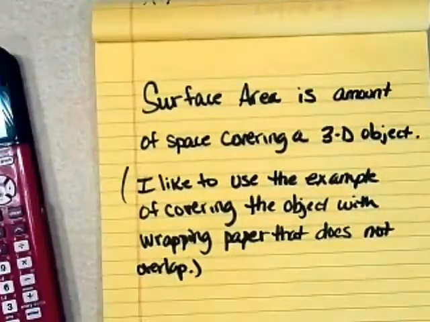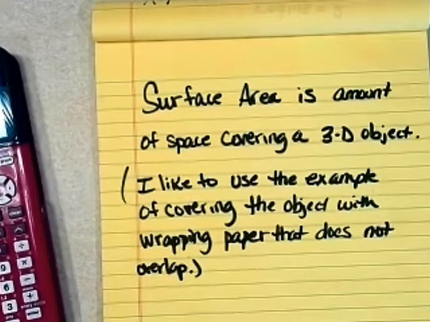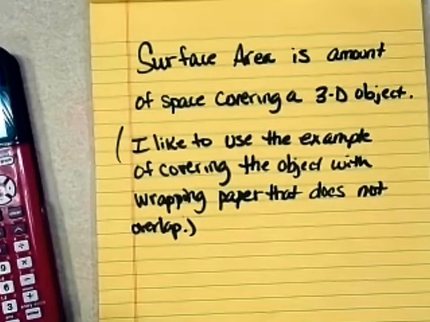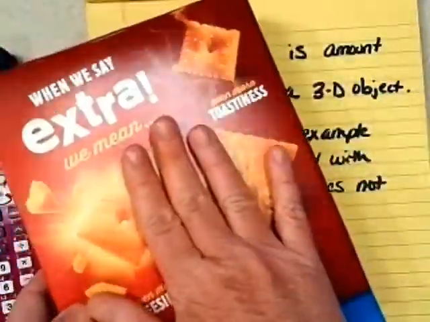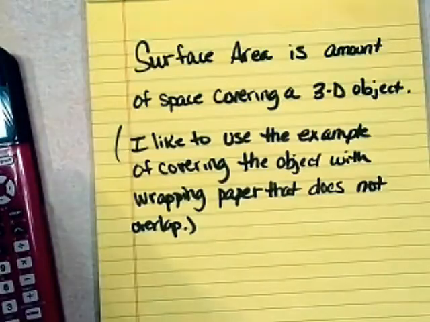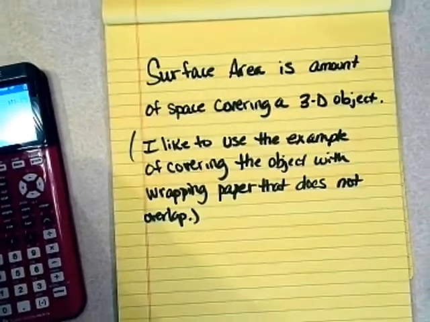Okay, surface area. Surface area is the amount of space covering a 3D object. I like to use the example of covering the object with wrapping paper that doesn't overlap, if you had to cover it all with wrapping paper. And the Cheez-It box has 1, 2, 3, 4, 5, 6 sides. It has 6 surfaces that you're going to have to cover.